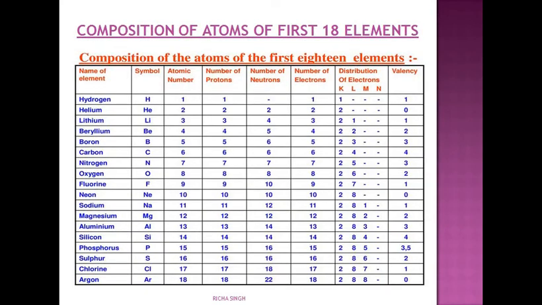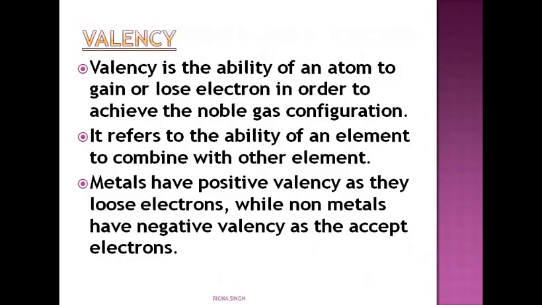Now this table shows you the complete thing. You have the symbol here, the atomic number, number of protons, neutrons, number of electrons, distribution of electrons and their valency. You can see here that the number of protons and number of electrons are always equal for each atom. The difference is in the number of neutrons. Now our next term is valency. What do you mean by valency? In general, valency is the combining capacity of any element.